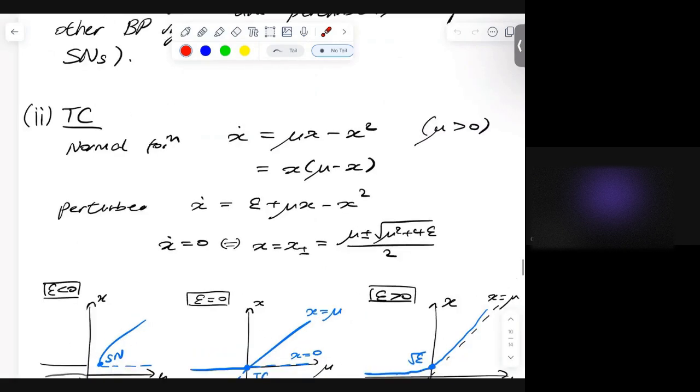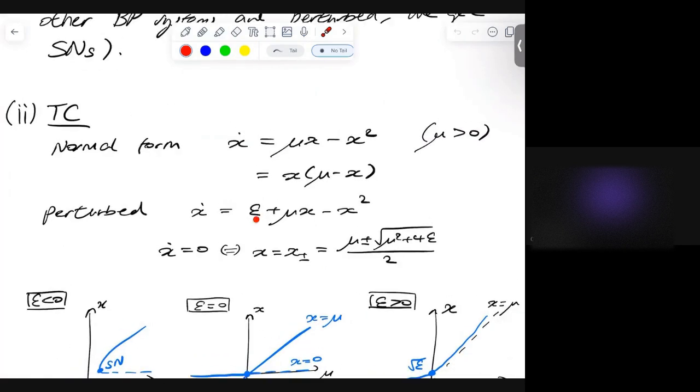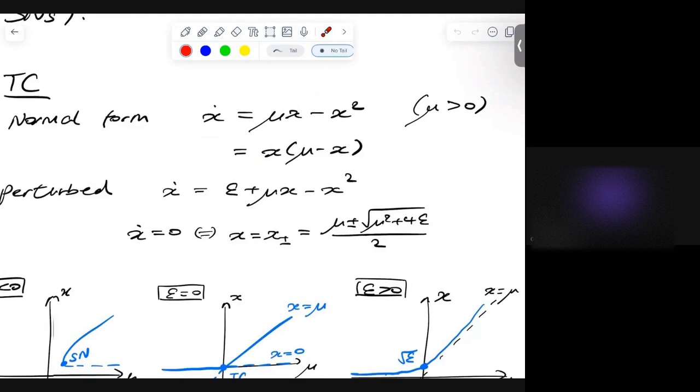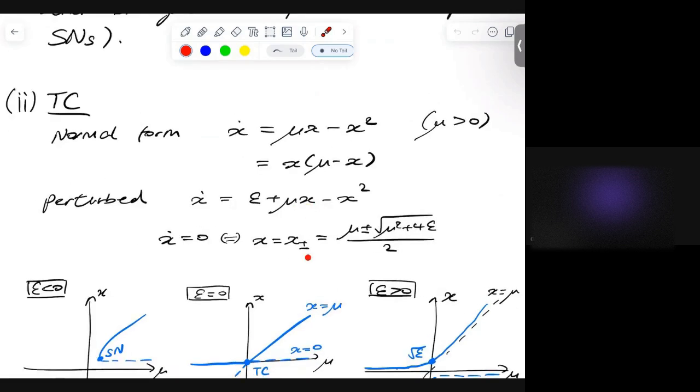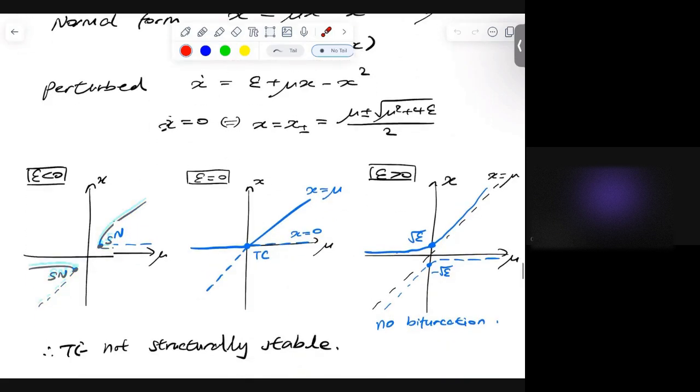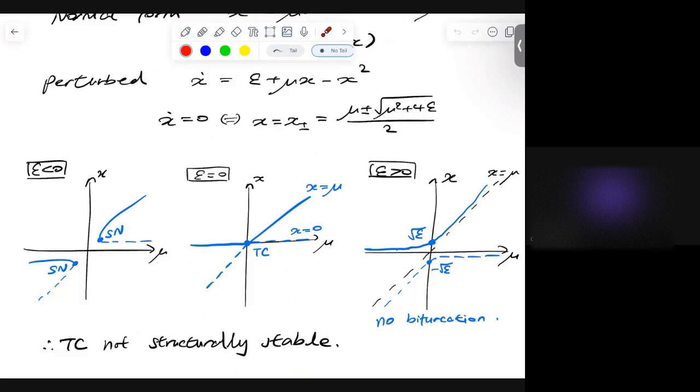So to analyze the structural stability, we perturb the system, adding a small epsilon. This time we'll add a small epsilon which may be positive or negative to the right-hand side. And we get this quadratic, which we can solve using the quadratic formula to get two solutions here. So if we plot these solutions for epsilon less than 0 or greater than 0, it turns out we get graphs that look like this. And yeah, you can check this by yourself, I suppose, if you want.